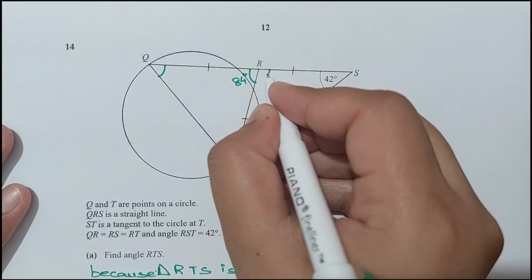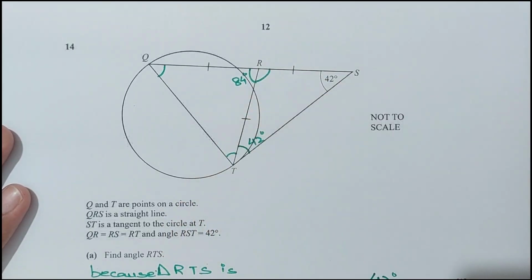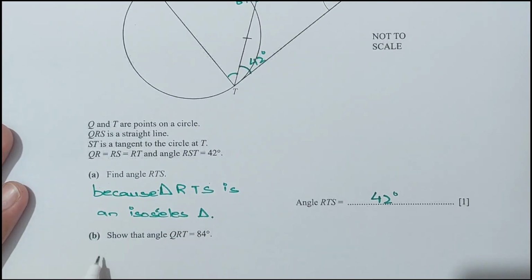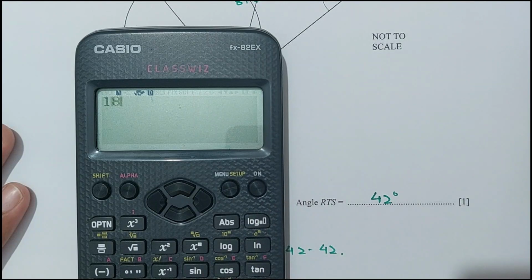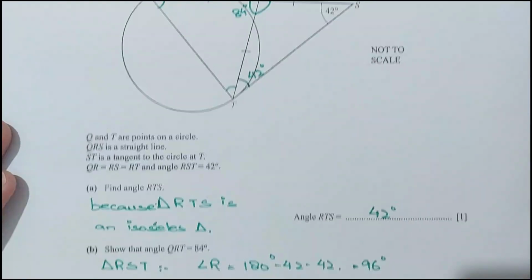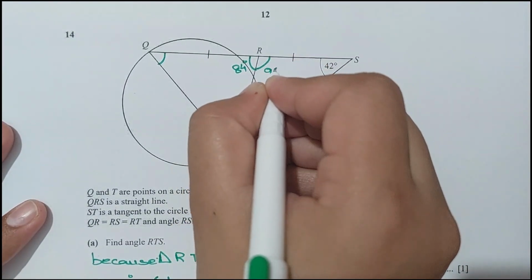So what is that angle for this triangle RST? The sum of all angles of a triangle is 180 degrees. So angle R equals 180 take away 42, take away 42. 180 minus 42 minus 42 is 96 degrees. So this angle is 96 degrees.